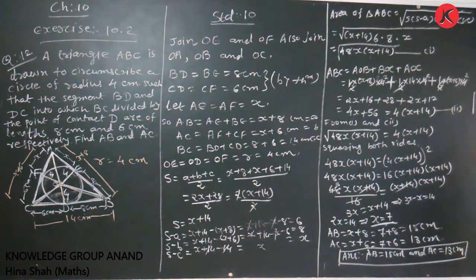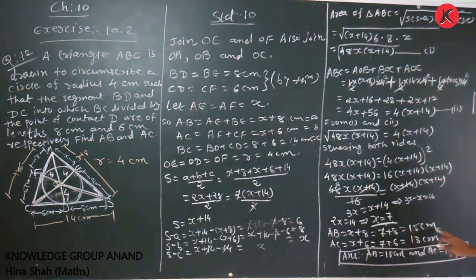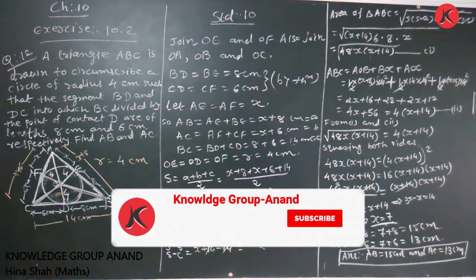From 1 and 2, compare these two results, square both sides and then simplify. We get x is equal to 7. Therefore, AB is equal to 7 plus 8 is equal to 15 centimeter and AC is equal to 7 plus 6, 13 centimeter. Now, write down this question in your notebook.